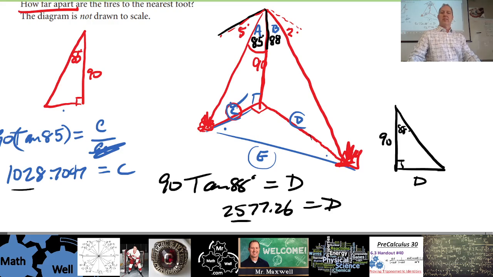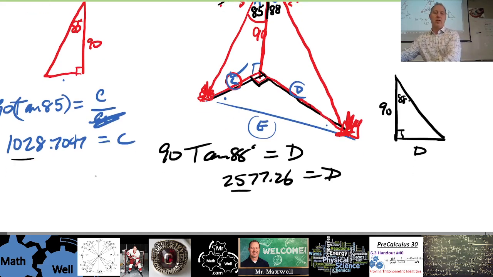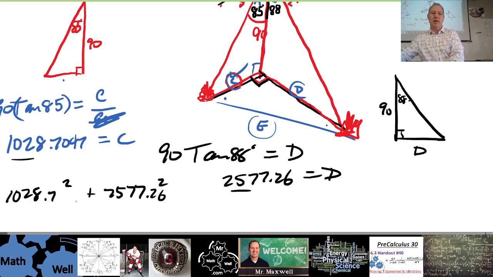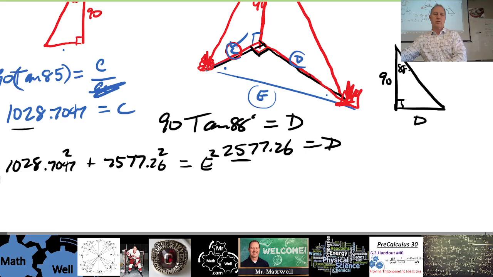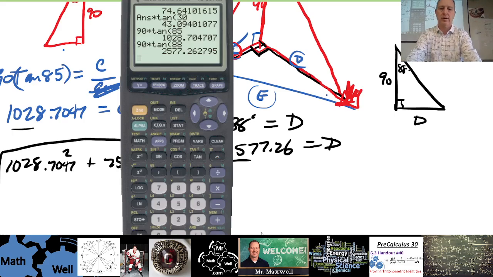So now we've got enough information to solve one more right triangle. And it's a good thing this was due west and due south, because we know this is a 90 degree, right? So we're going to use Pythagoras. 1028.7 squared plus 2577.3 squared. And again, use your decimal places, 26. I just don't want to write them all down, but you should use all those decimal places. Equals E squared. We've got E as our length there. So we're going to take the square root of this whole side to get E all by itself. And let's do that on the calculator.